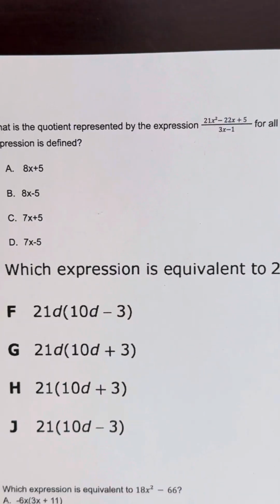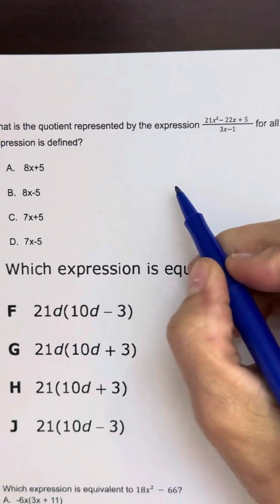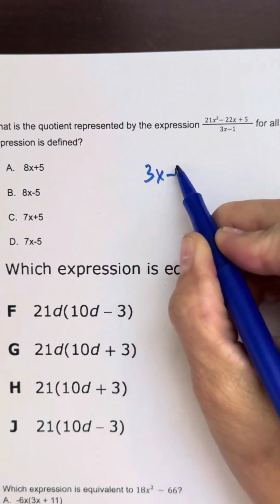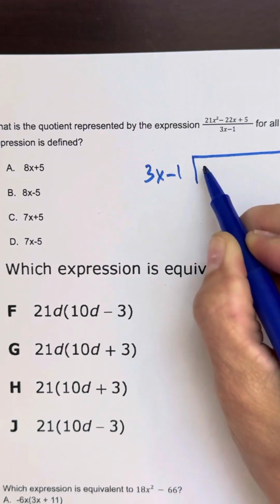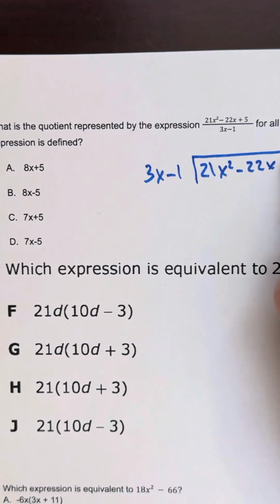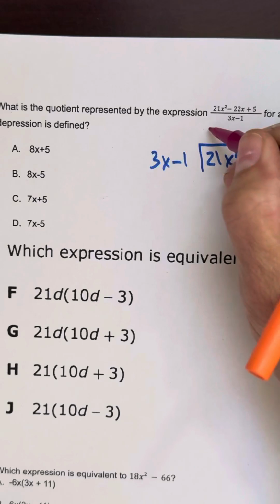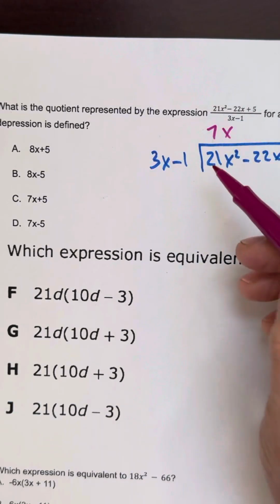Okay, number 5 is your division problem. Again, we did this one today. You can do the long division. So 3x minus 1 into 21x squared minus 22x plus 5. So 3x goes into 21x squared 7 times, 7x. So you multiply.